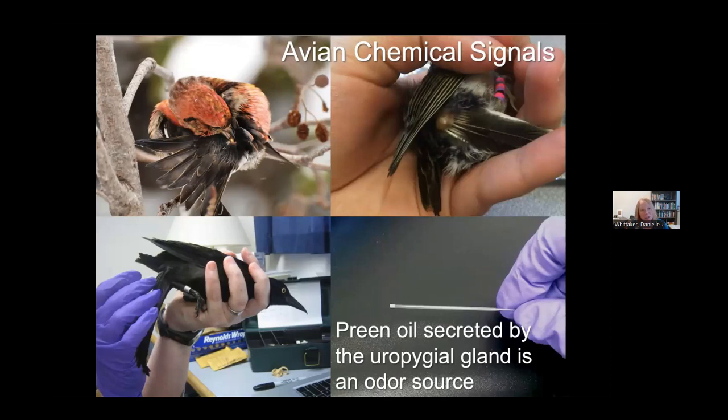So in the top two pictures, you can see the gland and where it's located. And then the bottom left, it's me taking a sample from a common grackle who's not too thrilled with me. And then on the bottom right is the glass capillary tube that I use to sample this odor. You just rub it against the gland and it secretes the oil, much like the bird rubbing the gland with its own beak. And that tiny little amount is enough to analyze.